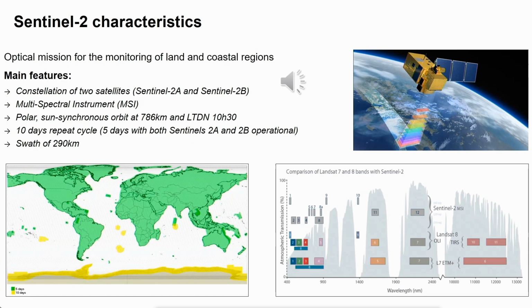Here we can see the map of Sentinel-2 coverage. So practically, you see that we have all land and coastal areas covered by Sentinel-2 systematic image acquisition, and even the islands.